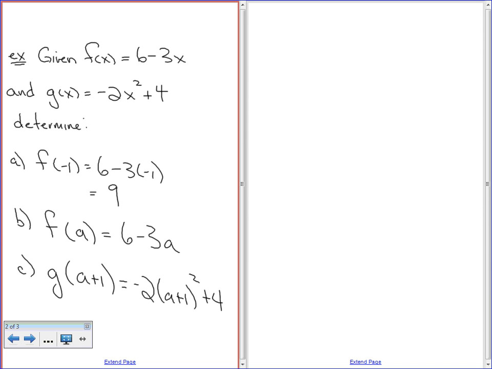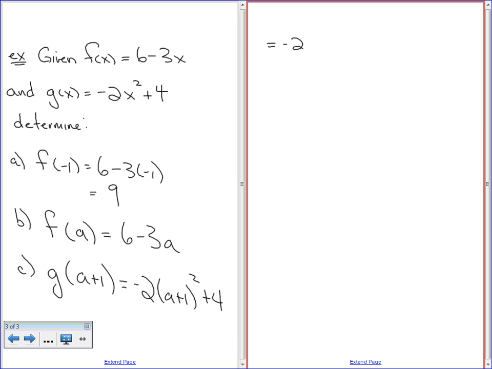Now it's just a matter of simplifying. And again, simplify properly. I'm still getting a lot of people, surprisingly, writing this a plus 1 squared as a squared plus 1, forgetting that whole middle term. And that's happening quite a bit. Also, I'm getting people multiplying this negative 2 inside of the bracket before you even square it. So remember BEDMAS, remember to expand out your brackets. So this would be negative 2 times a squared plus 2a plus 1, plus 4. Distribute the negative 2 through the bracket. Negative 2 and 4 make positive 2.